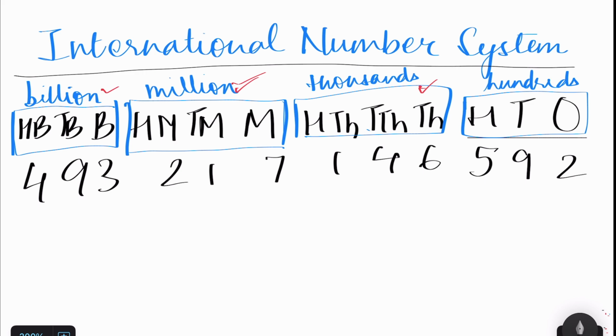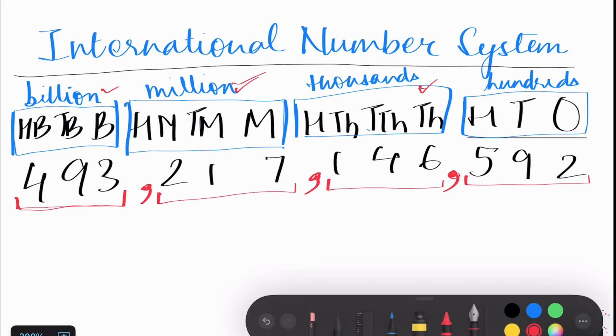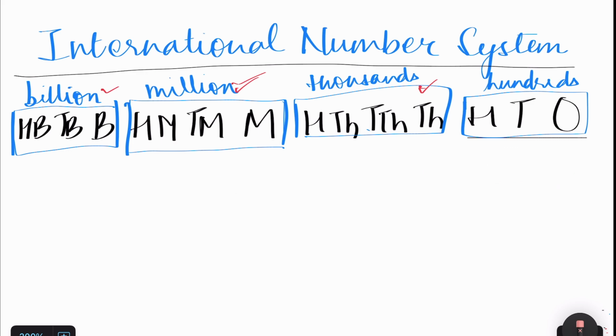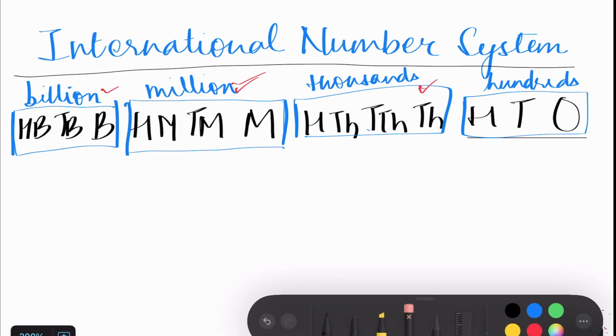Okay, now putting the commas: three digits, three and three. Number name: 493,217,146,592. That's the number name. Now, previously, like I told you, what if I am saying a number name and you need to write it down? How will you do that then? And what if I don't say some numbers? Okay, so let's try that once.